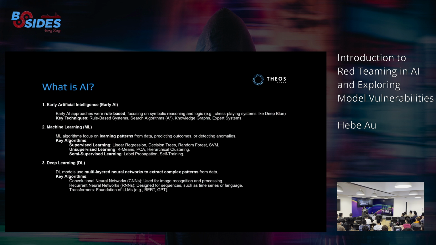Early AI was actually a rule-based system, for example a search algorithm. I believe this happened a long time ago. After early AI, people started to develop another tool, machine learning. Machine learning learns patterns from the data to predict the outcome. In machine learning, you have three key algorithms.